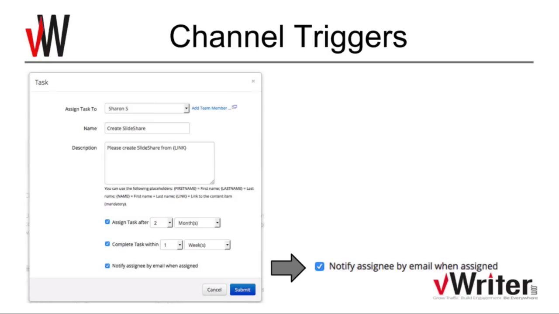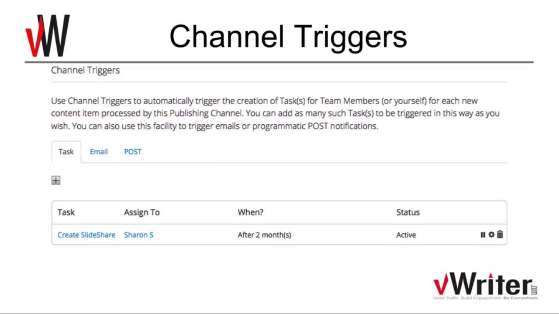This last option is ticked by default, basically to notify the person who each task will be assigned to by email, so they know that something new has come in. That's probably a good idea to keep that ticked. Click submit, and then that will appear back under the channel triggers on that task menu. So you can see here the task that was created is now showing. It's now active, so it means every time something new comes through the publishing channel, it will activate that channel trigger, and that channel trigger will trigger the creation of a task for that team member, for yourself, and let them know, and so on.